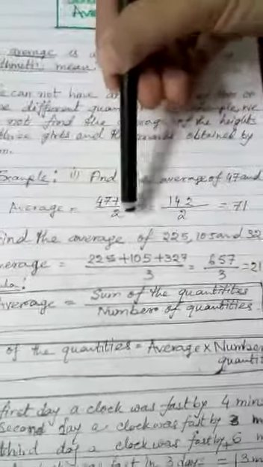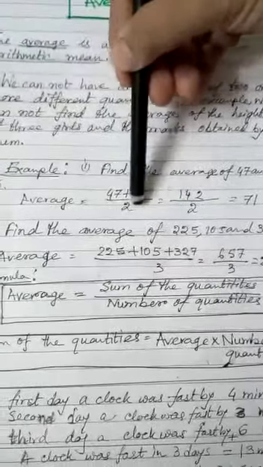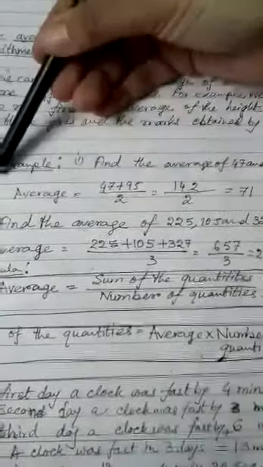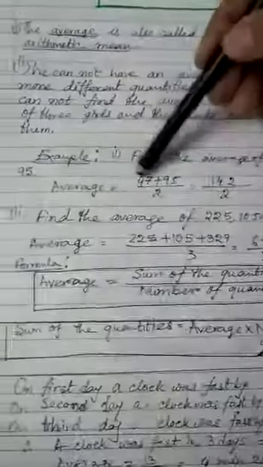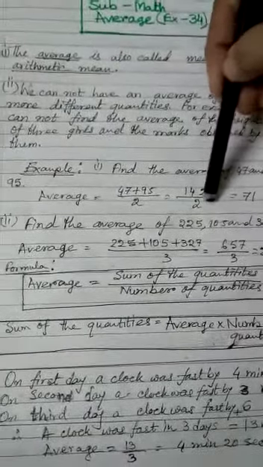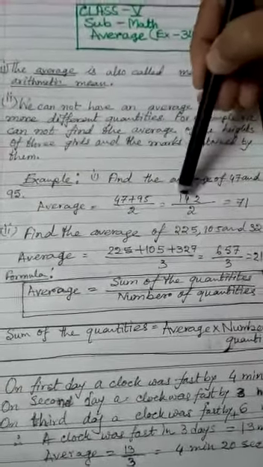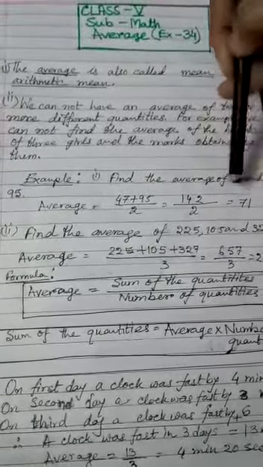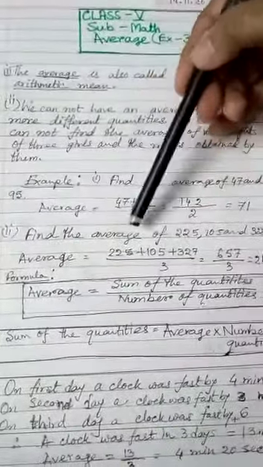Now the question may arise, why am I going to divide it by 2? Because two quantities are there, two numbers are there. So that is why we add up the two numbers, that is, the sum of the quantities, by the number of the quantities, that is 142 by 2, that is 71 is the average. Let's take another example of average.